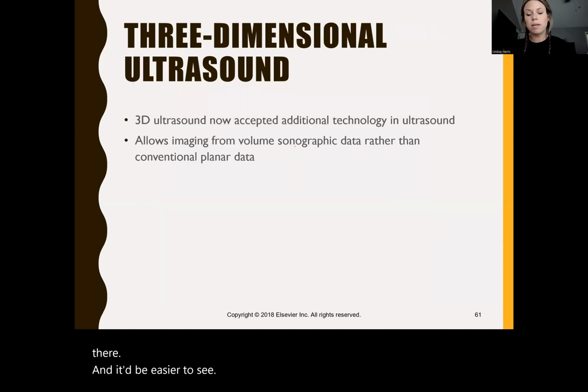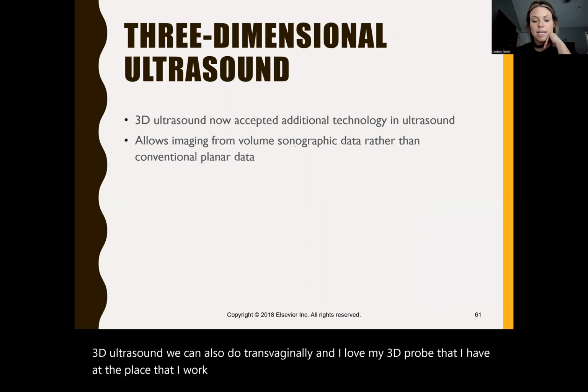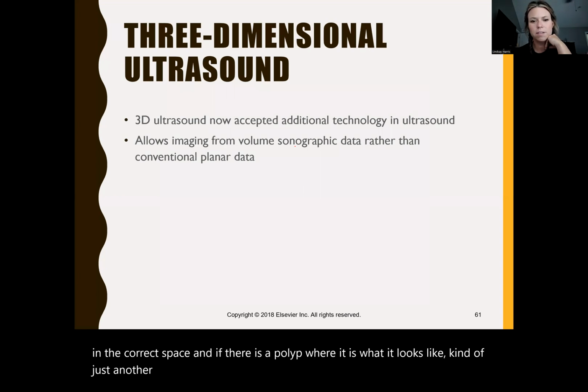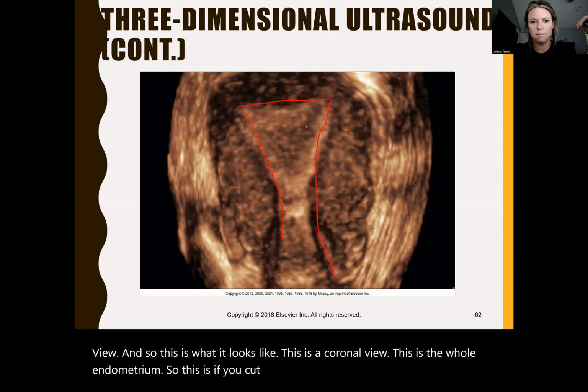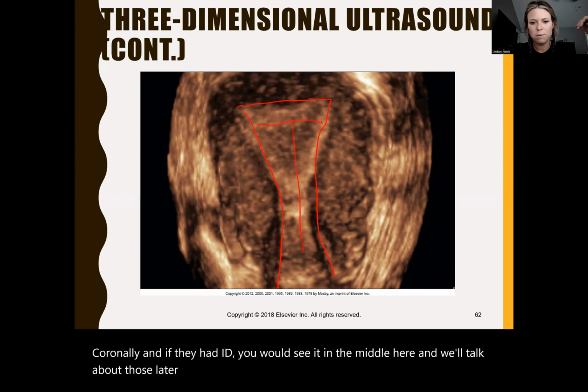3D ultrasound, we can also do transvaginally, and I love the 3D probe that I sometimes have at the place where I work, because it can allow me to see IUDs if they're in the correct space, or if there's a polyp, where it is and what it looks like, just another view. This is a coronal view. This is the whole endometrium, so this is if you cut it coronally. And if they had an IUD, you would see it in the middle here, and we'll talk about those later on. But it's just a good way to visualize the endometrium in a different way.